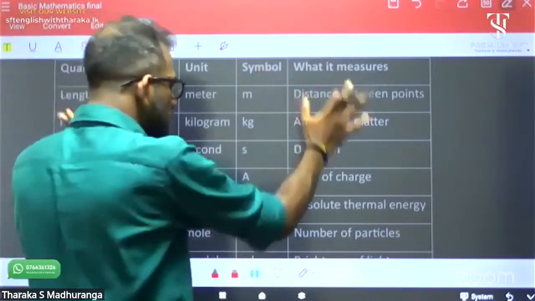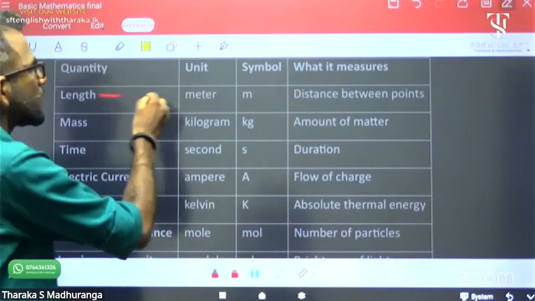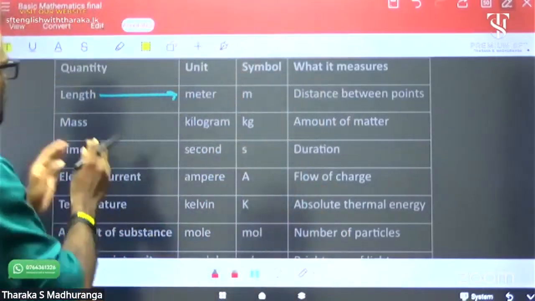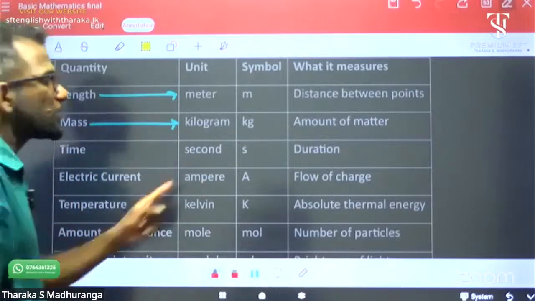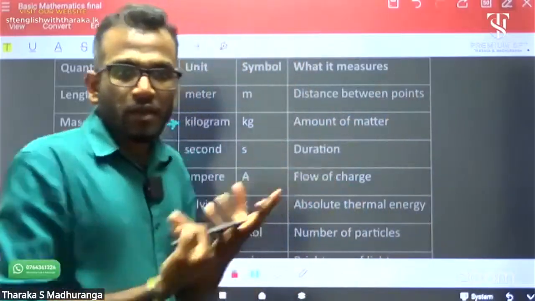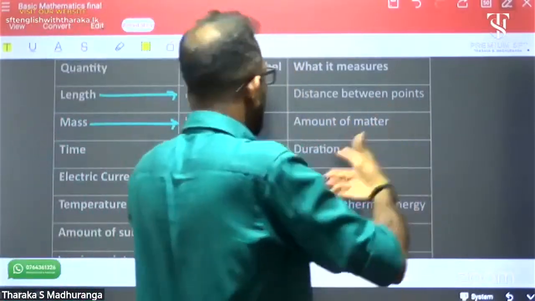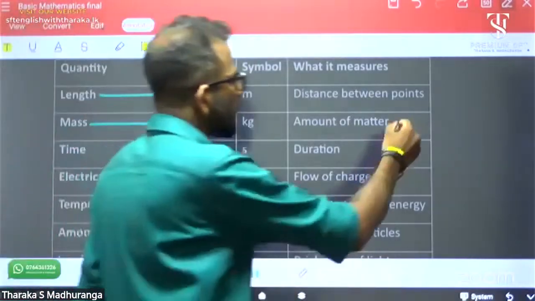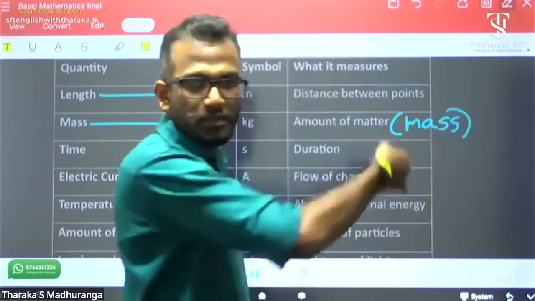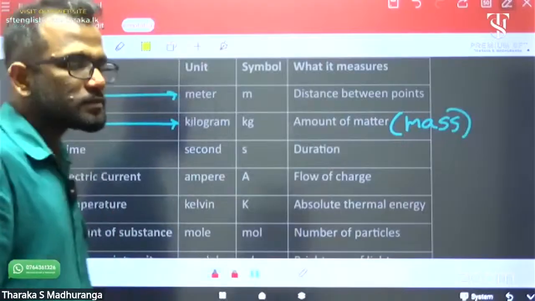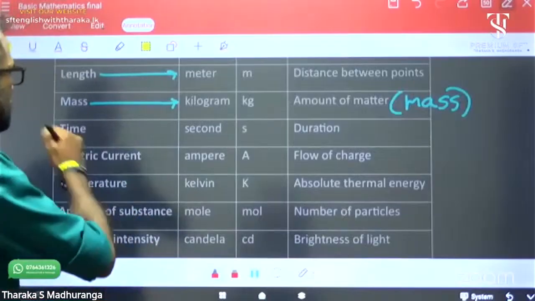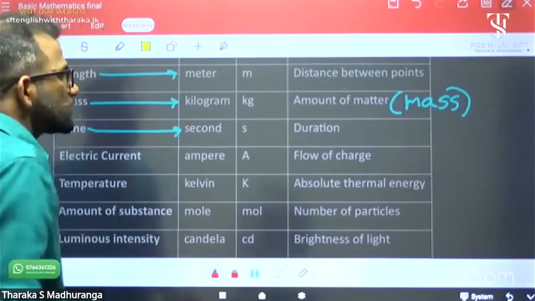Okay, that's a summary of base units. For length, the standard unit is the meter, the distance between 2 points. For mass, the kilogram is the standard unit, kg is the symbol. Mass means the amount of matter. Please write down mass, otherwise you will be confused. And time, the standard unit is the second.